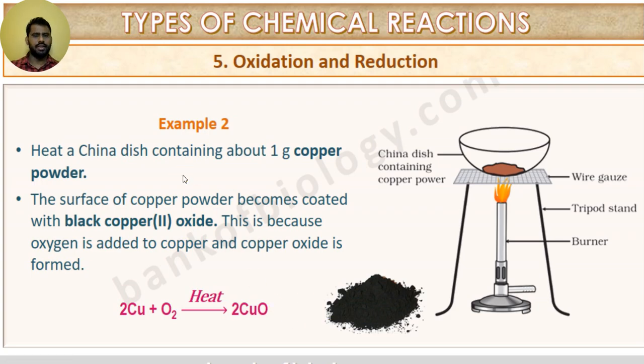Heat a china dish containing about 1 gram copper powder. The surface of the copper powder becomes coated with black copper oxide. This is because oxygen is added to copper and copper oxide is formed. Okay.